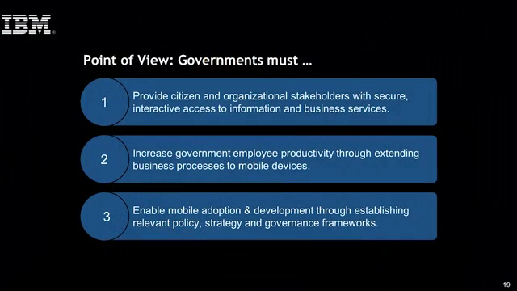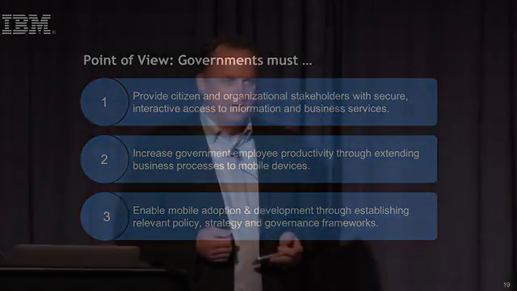All right. So how do we get there? So from our point of view, we have three key areas where we think governments must focus on. And one of them is to provide citizens and organizational stakeholders with a secure interactive access to information and business services. Secure is the key one there. But don't get overzealous about it. This is just an endpoint. Like no other endpoint, it's no different than any other endpoint that you have. So don't get too carried away with it.